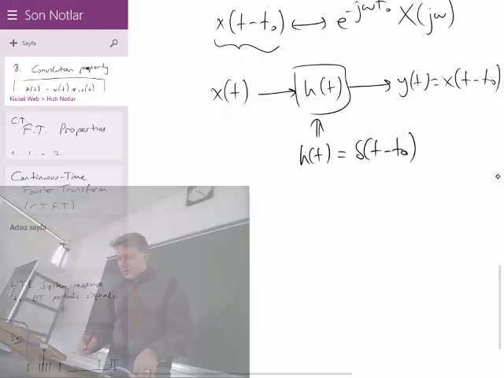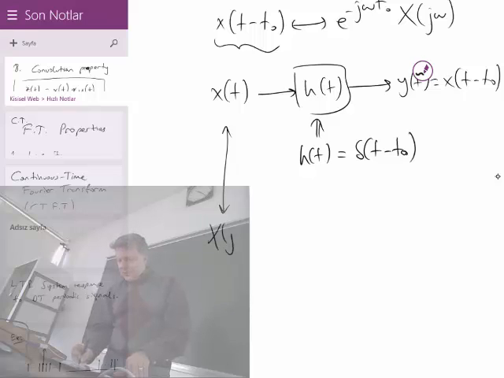Now, what is the Fourier transform of x(t)? Of course, it's X(j omega). Now the problem is, what is the Fourier transform of h(t)? What is H(j omega)? It's the Fourier transform of delta(t - t0), and that is e^(-j omega t0).